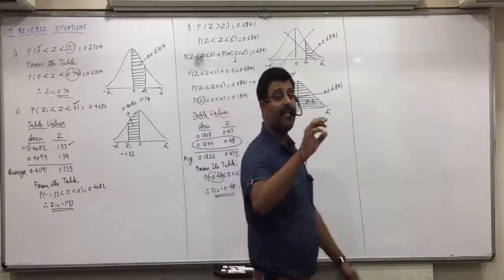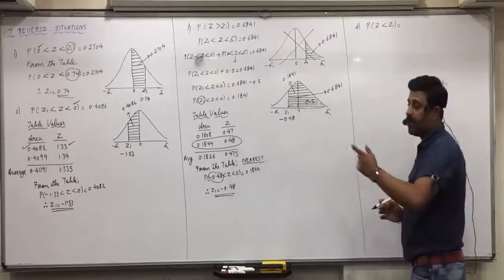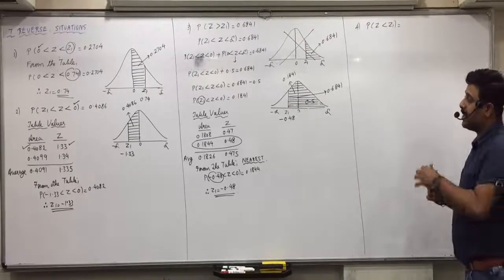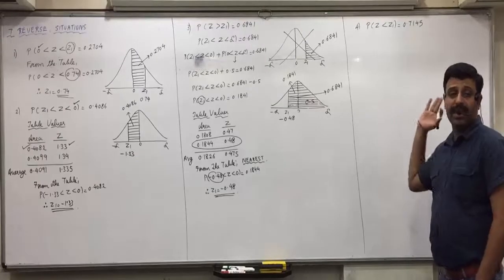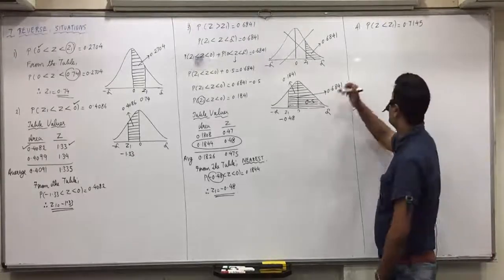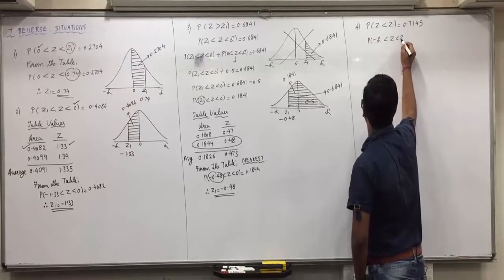Fourth situation and fifth. Do it with me. Write down 4: P of Z. Same thing, now we give the left side shading. Z less than Z1 is 0.7145. Raise your hand, first step. Now it's less than, so how will we express it? Yes, less than Z1 means it goes till negative infinity. So write down P(minus infinity less than Z less than Z1).